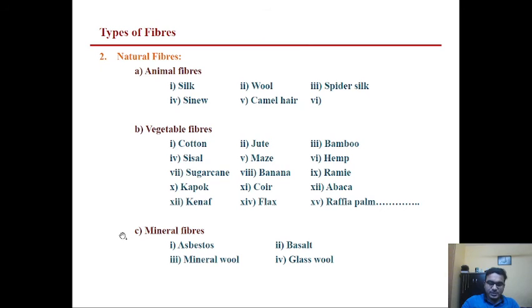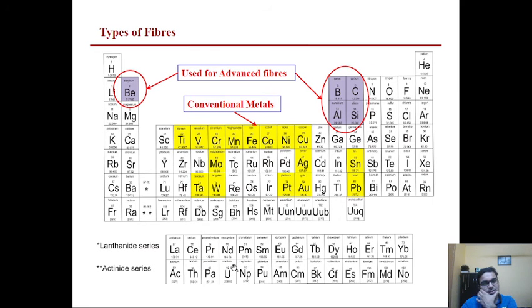Then mineral fibers, that are asbestos, basalt, mineral wool and glass wool. So these are mineral fibers, and this is more related to the chemistry portion, so we are not going to discuss it. However, we can see here that these blue highlighted materials are used for advanced fibers and yellow highlighted materials are conventional metals.